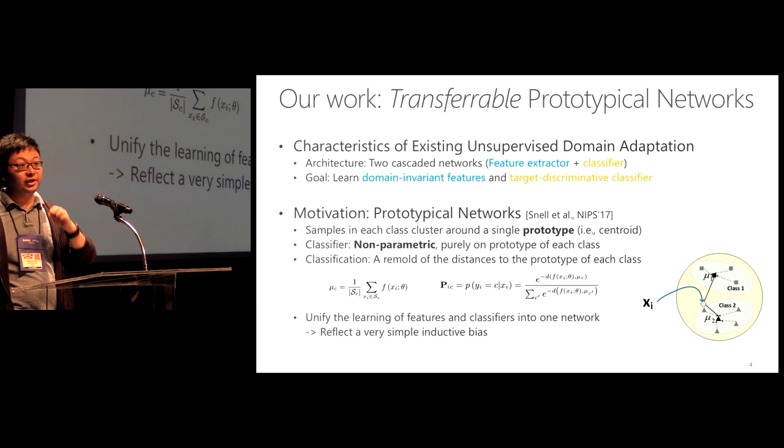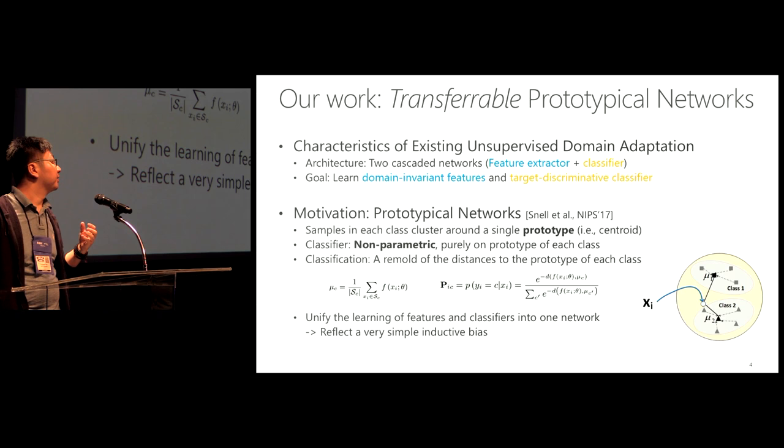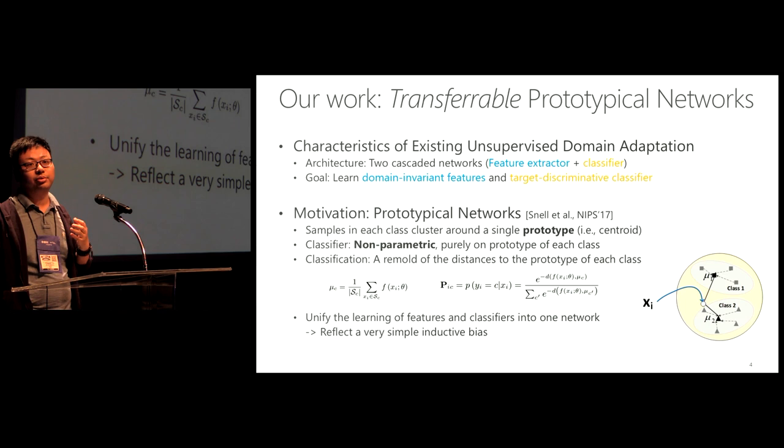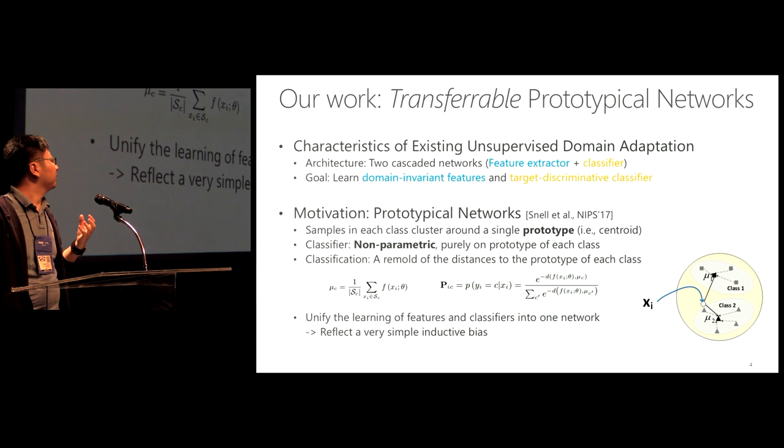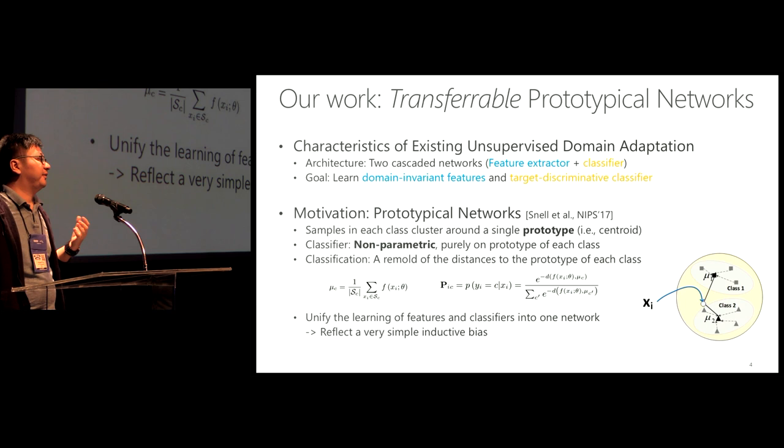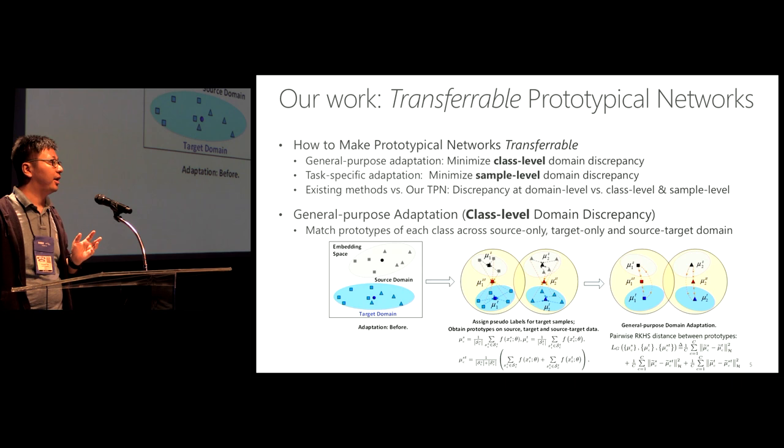So unlike them, here we propose a new idea for this task, which is the transferable prototypical network. It is motivated by the prototypical network, which is originally devised for few-shot learning. It conducts the classification via the distance to all prototypes of each class. Here, the prototype is defined as the center of each class. So this design could unify feature learning and classification into one network, which reflects a very simple inductive bias. So based on this prototypical network, we introduce our model, which makes the prototype model transferable across different domains.